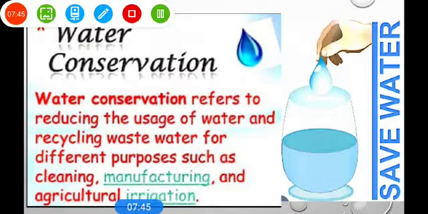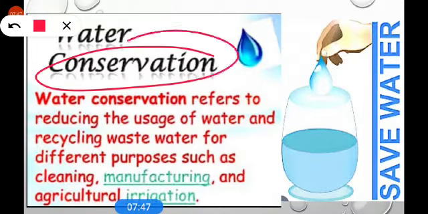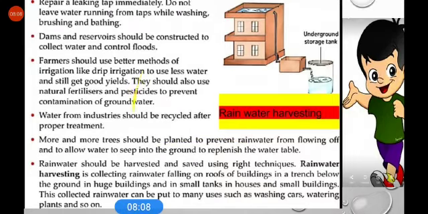What do you mean by water conservation? What do you mean by the word conservation? Conservation means saving or preservation. Water conservation refers to reducing the usage of water and recycling wastewater for different purposes such as cleaning, manufacturing and agriculture, irrigation.